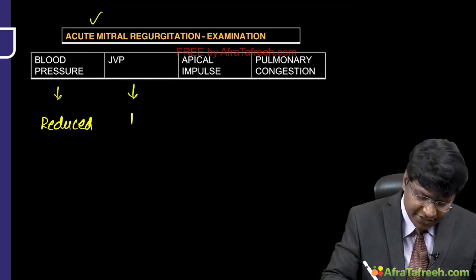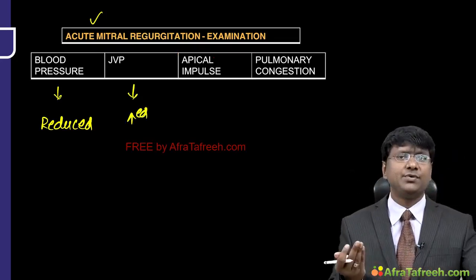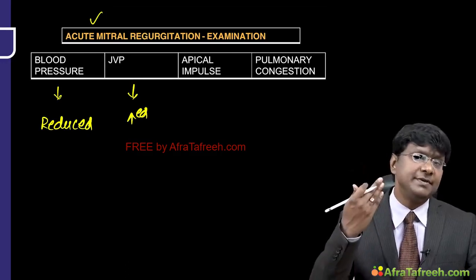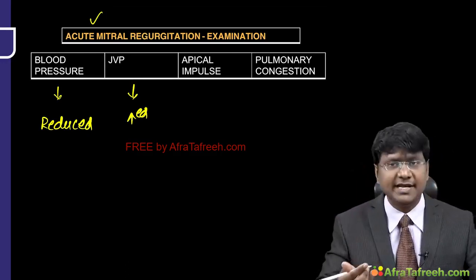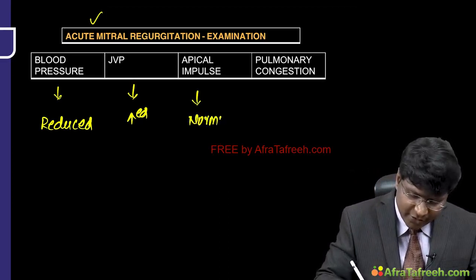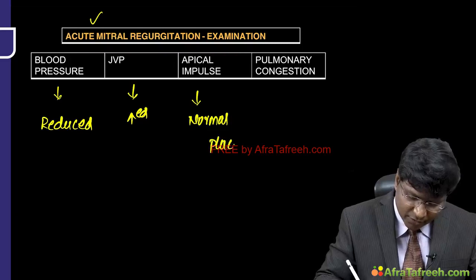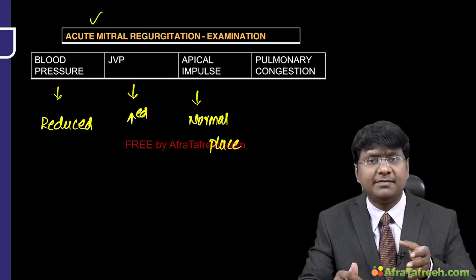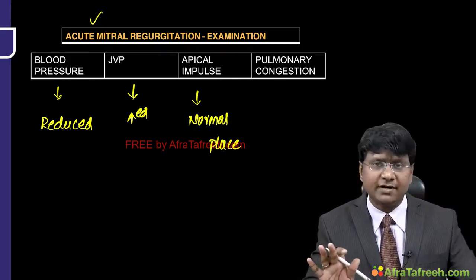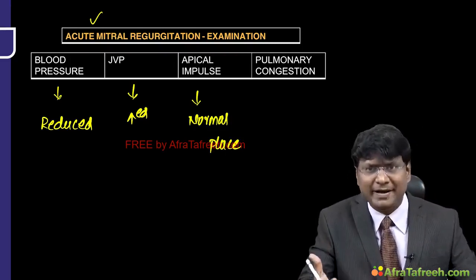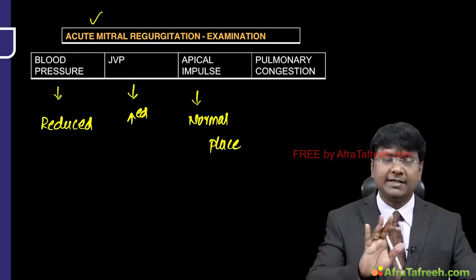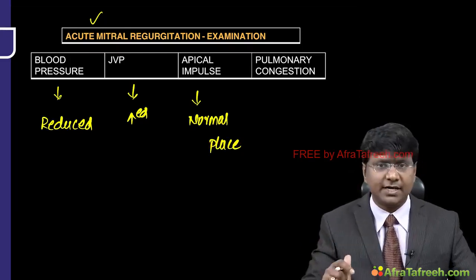Now, what will happen to the JVP? JVP will be increased, because acute MR will subsequently lead to right heart failure. So the JVP will be elevated and it is exaggerated as well. And how will be the apical impulse? Apical impulse will be in the normal place. It is not shifted down and out, because for the shifting of the apical impulse down and out, there should be left ventricular dilatation. But in acute MR, you don't have left ventricular dilatation. The left ventricle is not prepared to receive that large quantity of blood from the left atrium. So the apical impulse is not displaced in case of acute MR.